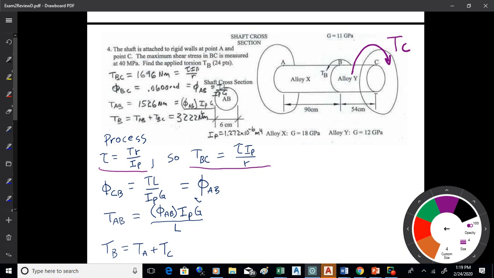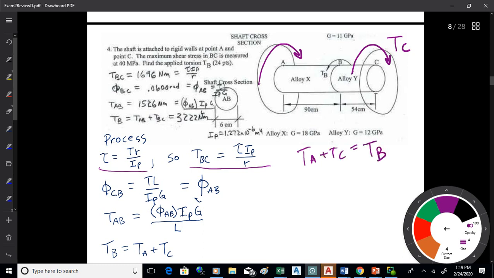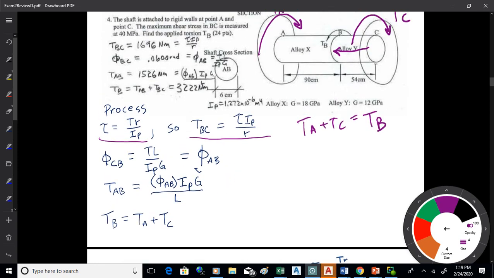Now you also need to find the reactive torsion at A, because what you know is that TA plus TC is going to equal whatever TB is, okay? Because whatever that torsion in the middle will be the sum of the two reactive torsions. So you got TC, you need to work your way over here to TA. Now the way you do it is you kind of go from C to B, because you can figure out what that angle is. It's TL over IG.